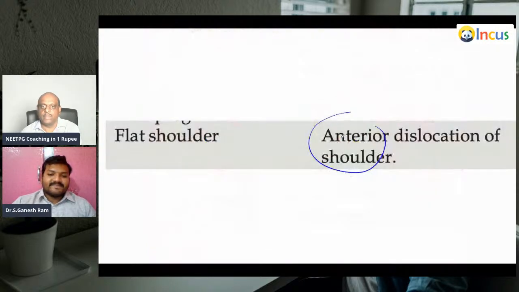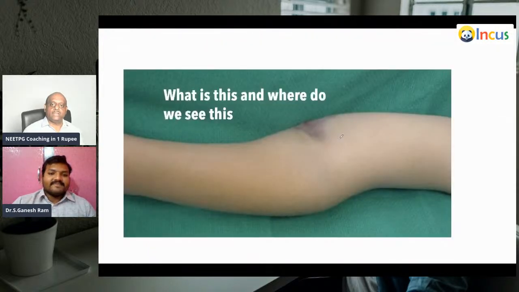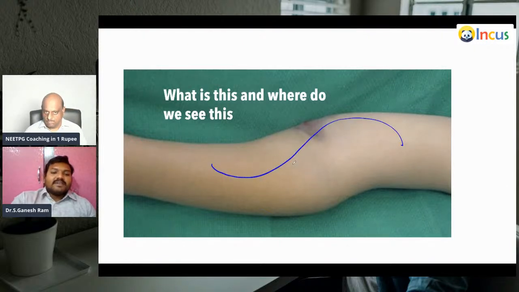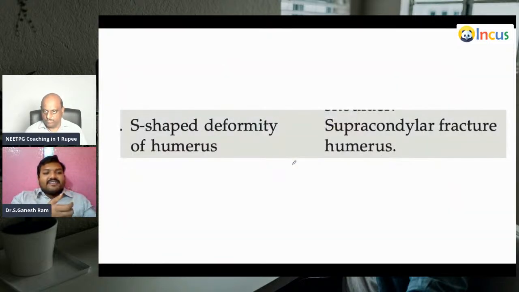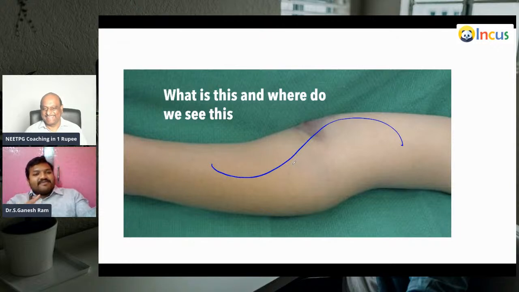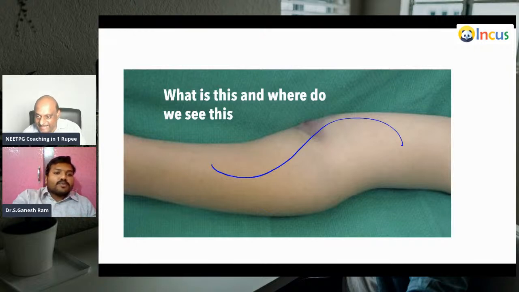Great. Now, what is this and where do we see this? This is the S-shaped deformity that we are discussing. See the S-shape, the gunstock. Like in old cowboy movies, we see the big shotgun held with both hands. The appearance would be like this. So at the elbow, it is an extension type of supracondylar fracture.